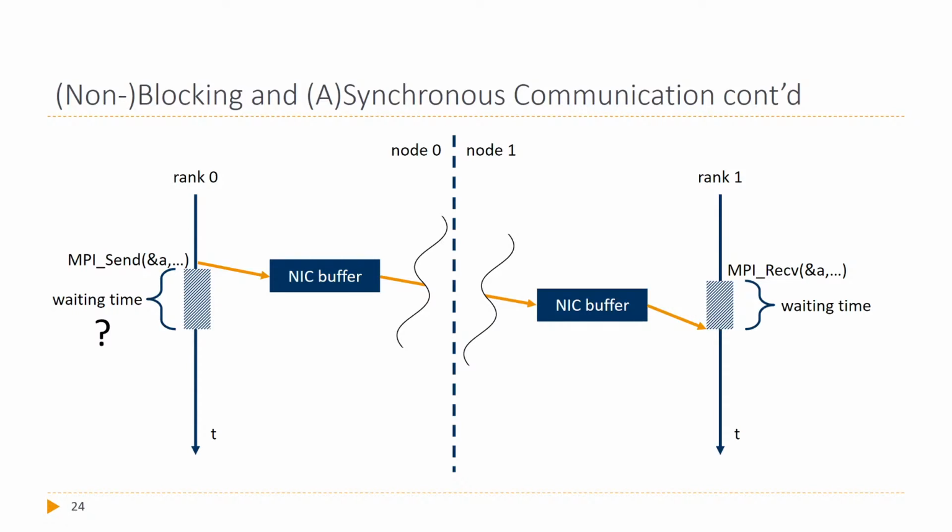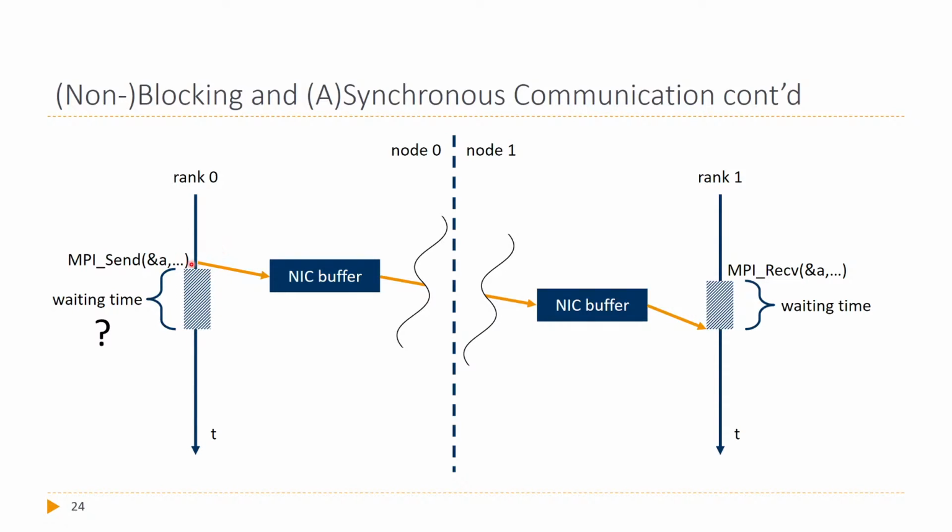I tried to show this with a figure here that has on the left side rank 0, on the right side rank 1, running on node 0 and node 1, for example. So they're separated via some network. And as we move down, we progress in time, and we call a send operation that sends information to rank 1, for example. The question is, how long does this send operation really take?